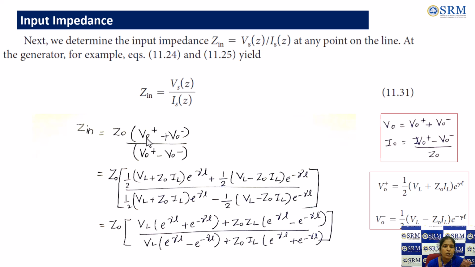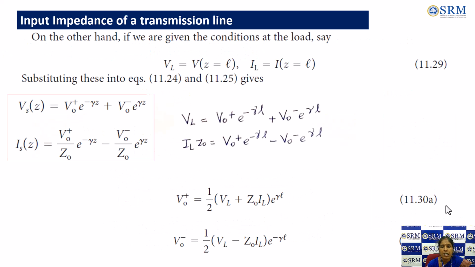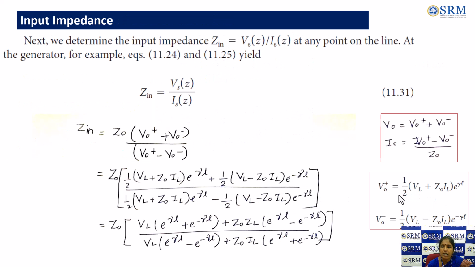Now what we are going to do, after applying the voltage and current at the generator side, is express the incident and reflected voltage in terms of load voltage and load current. This we already found, right? V0 plus and V0 minus in terms of VL and IL we have found by applying the conditions at the load. So for V0 plus this particular term, and for V0 minus this term, similarly the same expression but with a negative sign.